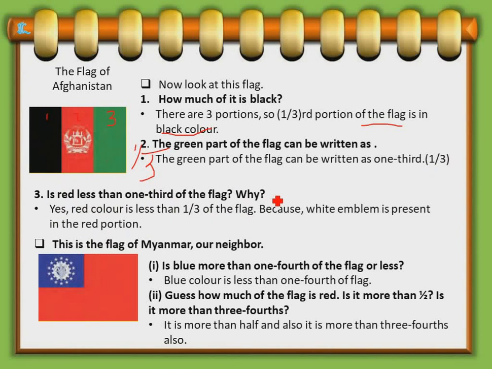Okay. Now next, is red less than 1/3 of the flag? Now they are asking whether the red color is less than 1/3. Red is 1/3 because red is 1 out of 3 portions. And is it less? Yes, because as in our Indian flag, the Ashoka Chakra was in between, so the white part was less. Similarly, the red color is less than 1/3 of the flag because one white emblem is present in the red portion.